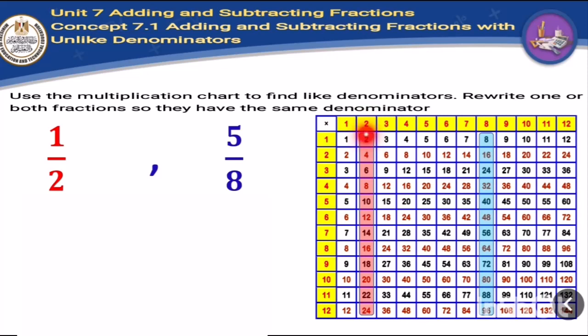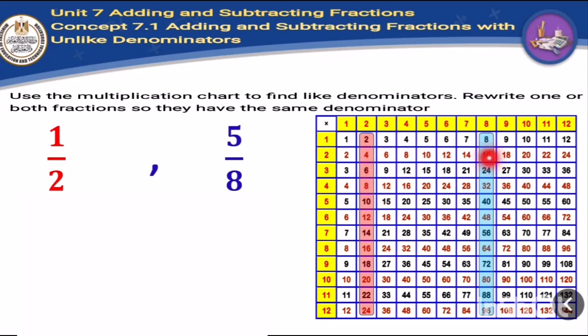The multiples of 2: 2, 4, 6, 8, 10, and so on. And multiples of 8: 8, 16, 24, 32, 40, 48. Okay, how many common multiples? Let's color them. I can see 8, okay, what else? 16, okay. 24 and 24. Which one will I choose? I will choose the lowest one. Excellent, my dear student. The lowest one is 8.